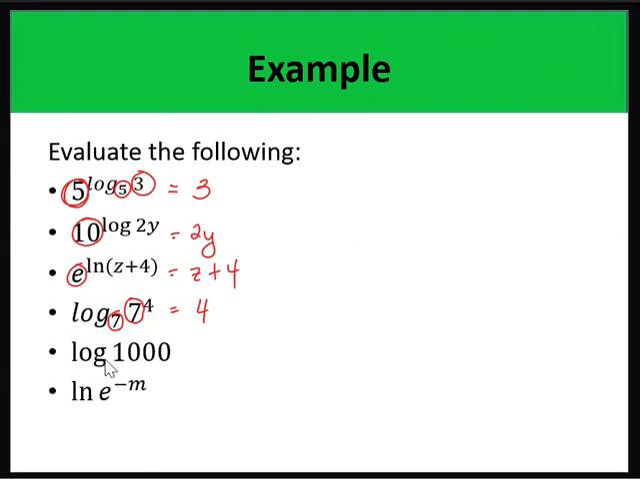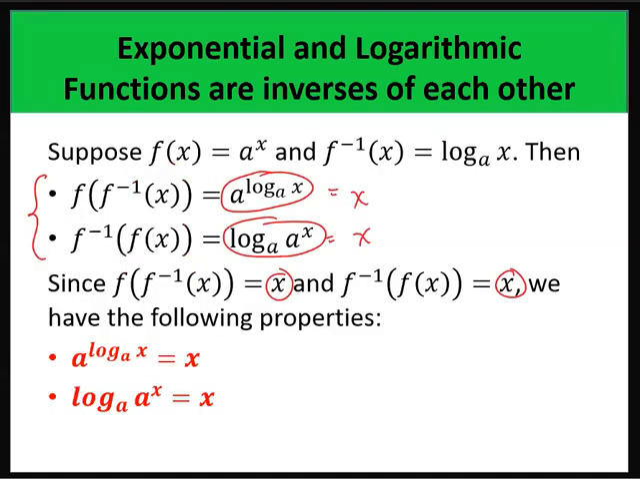For the fifth one, the logarithmic base is 10, and 1000 can be written as 10 raised to 3, so the exponential base is also 10. So this expression must be equal to 3. And then for the last one, the logarithmic base is e, the exponential base is also e, so this is equal to negative n. So that's how we apply the previous properties that we have derived so far.